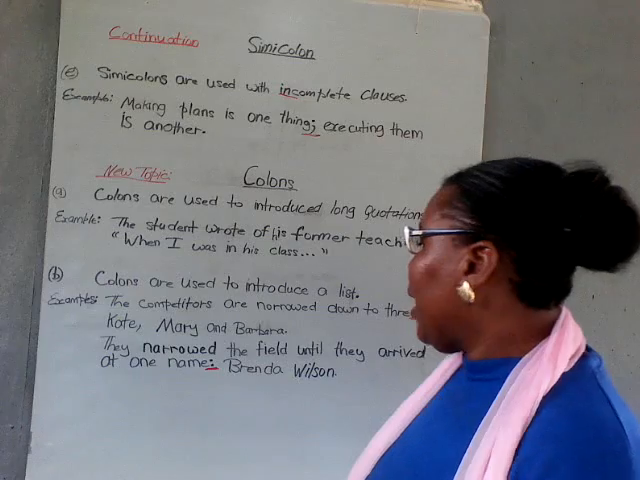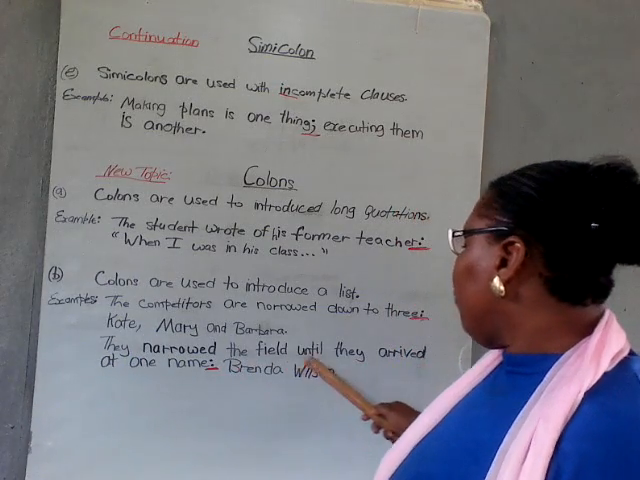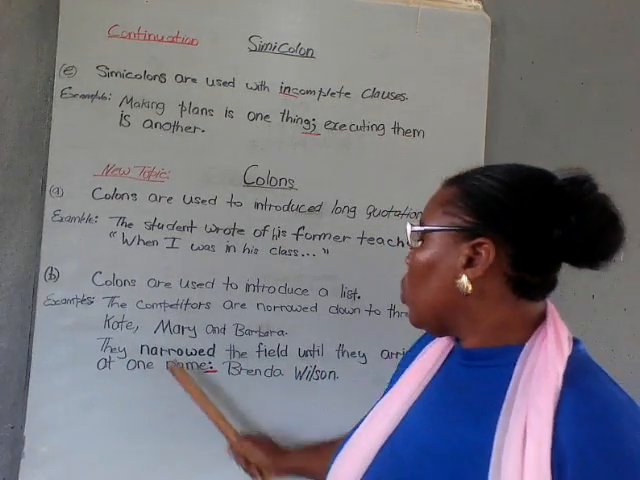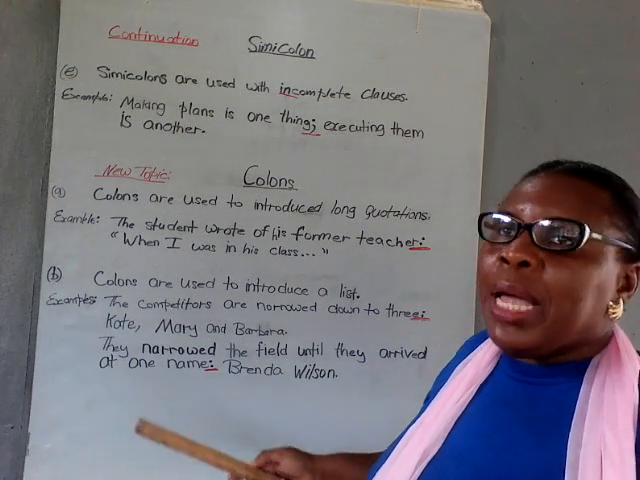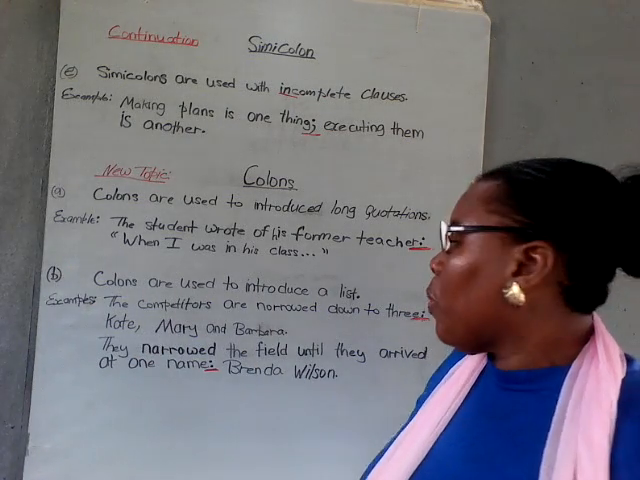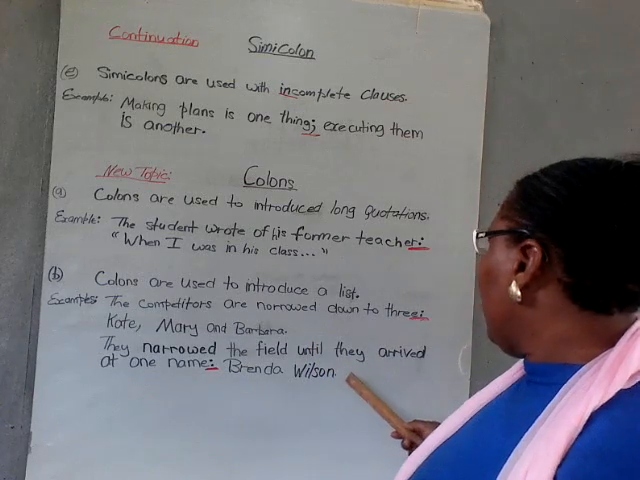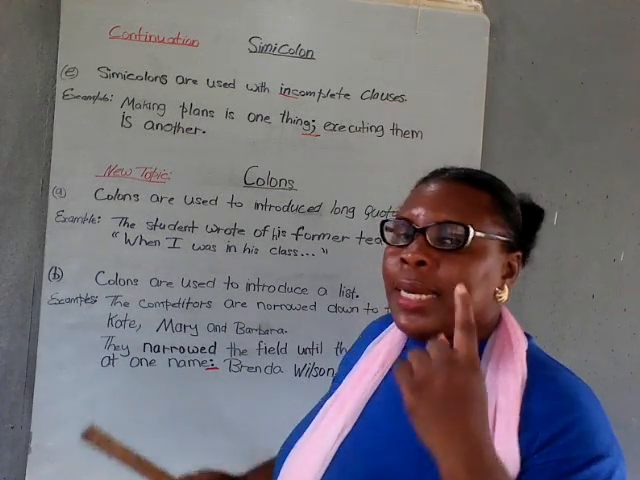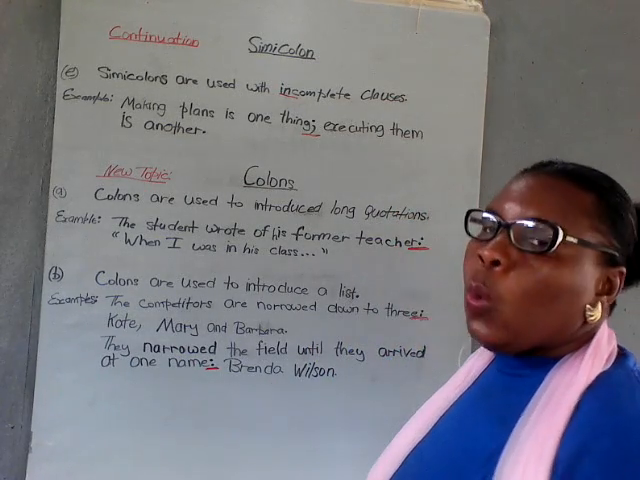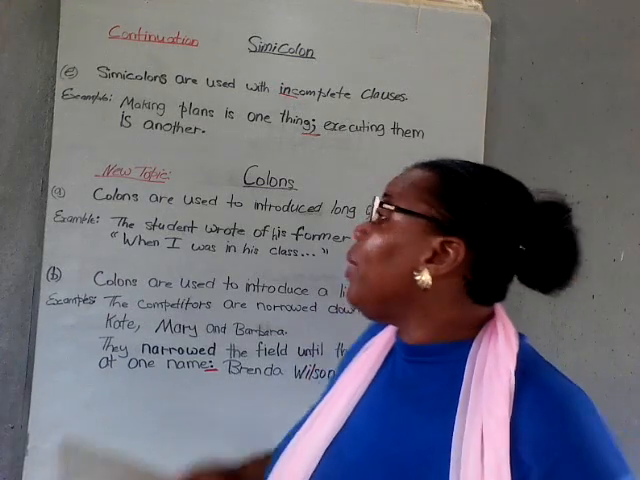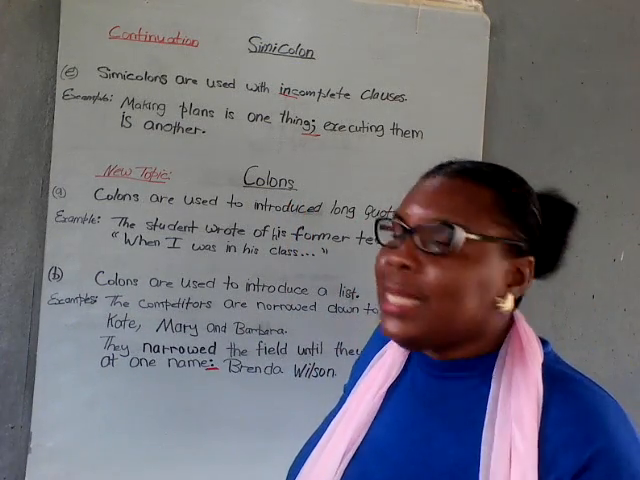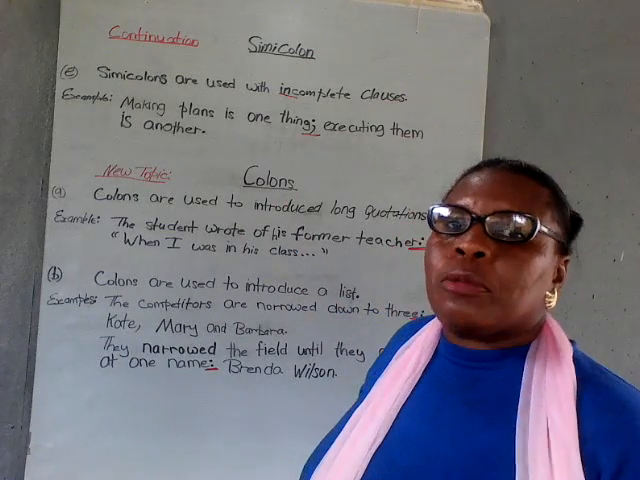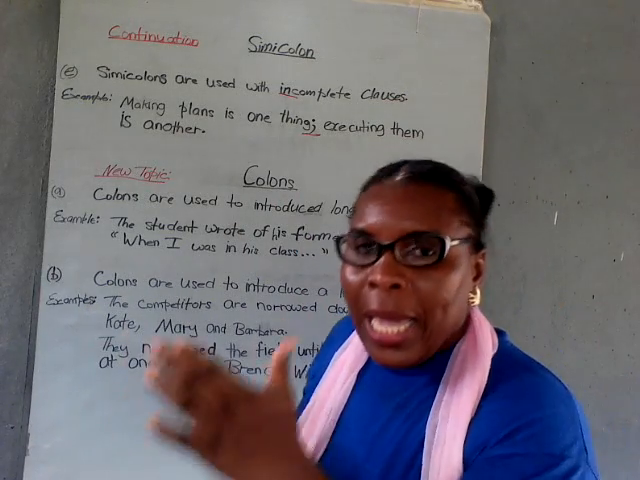Another example that I've given: they narrowed the field until they arrived at one name. They narrow the field, whatever that field might be, could be nursing, sports, or whatever. They narrowed the field until they arrived at one name: Brenda Wilson. Even though it is one name, you still use the colon. Even though it's one person or one item, you still use the colon because you're still introducing a list.